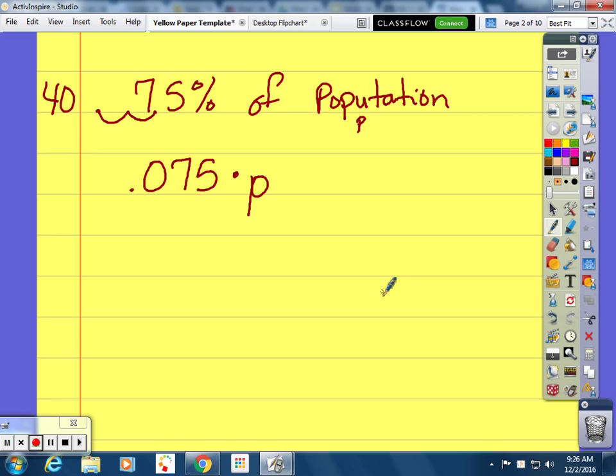So the only one that looks like that is 1.075p. They put the 1 in front of it so that it automatically adds this back, because I would have to do plus the population to get it back. Well, my population, if I multiply p times 1, then that gets the answer back. Putting a 1 in front of it is just like adding it back in.